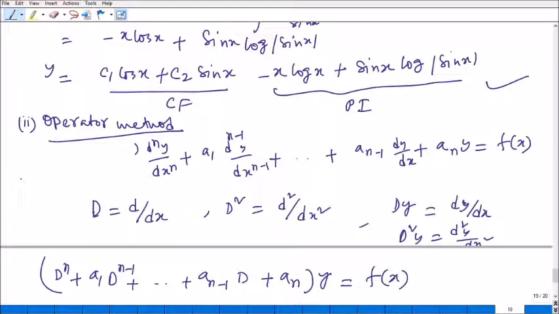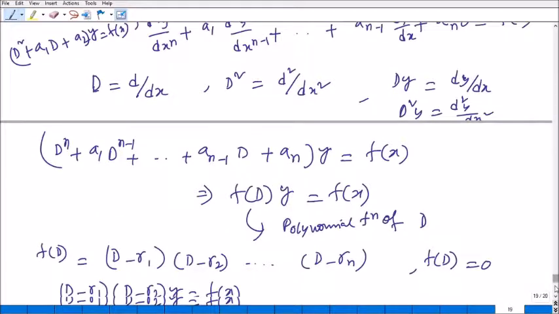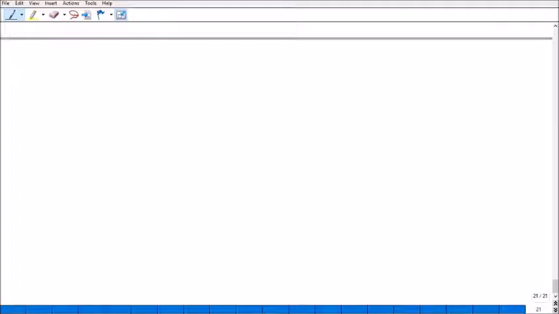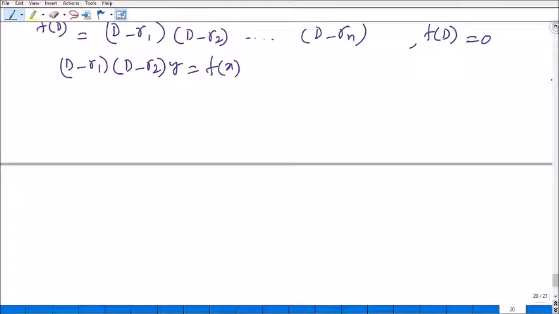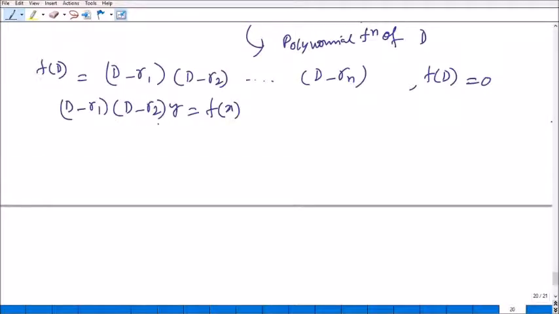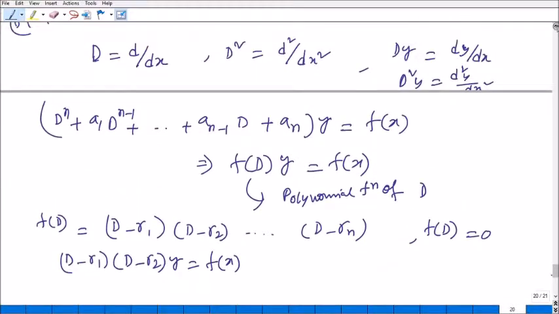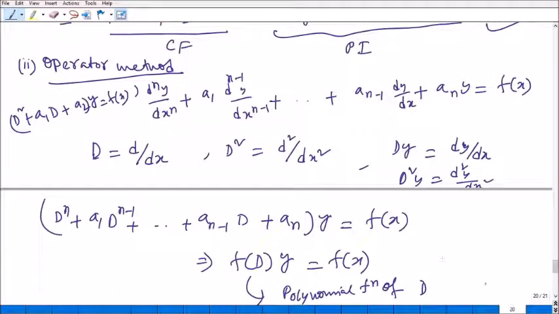So that means we can write (D² + a1 D + a2) y equal to f(x). This can be factored into two parts because it will have two roots, which is written as (D - r1)(D - r2) y equal to f(x). Now the method of solving is simply integration actually.